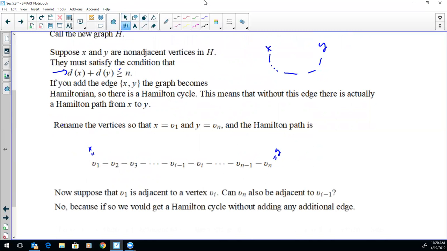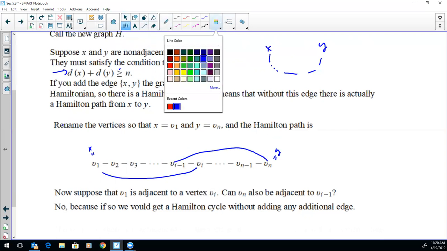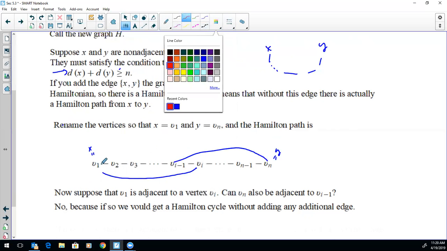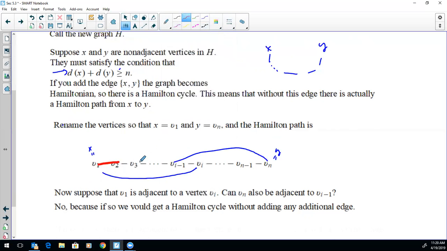Now, let's suppose that V1 is adjacent to one of these vertices, like V sub i. So I have an edge here. Can V sub n be adjacent to V sub i minus 1 like that? Well, if that was true, then I could go from V1 to V sub i minus 1.